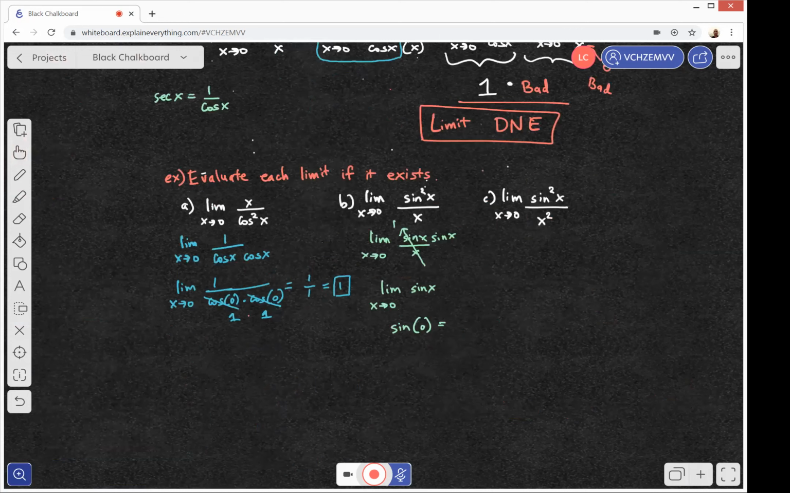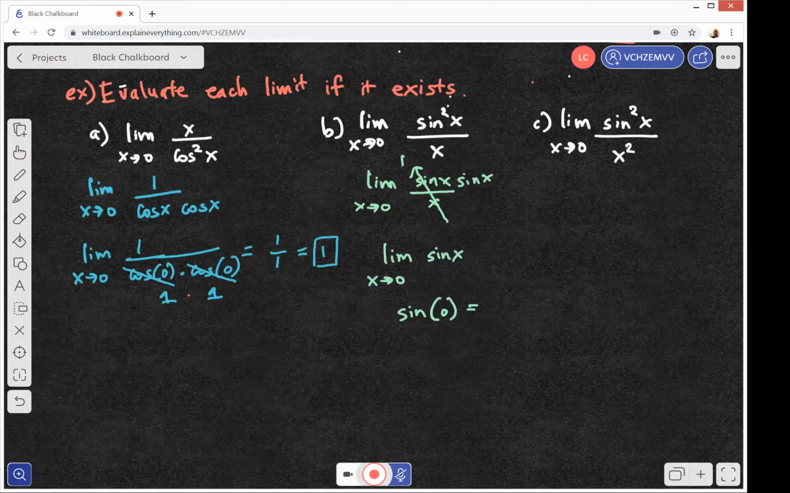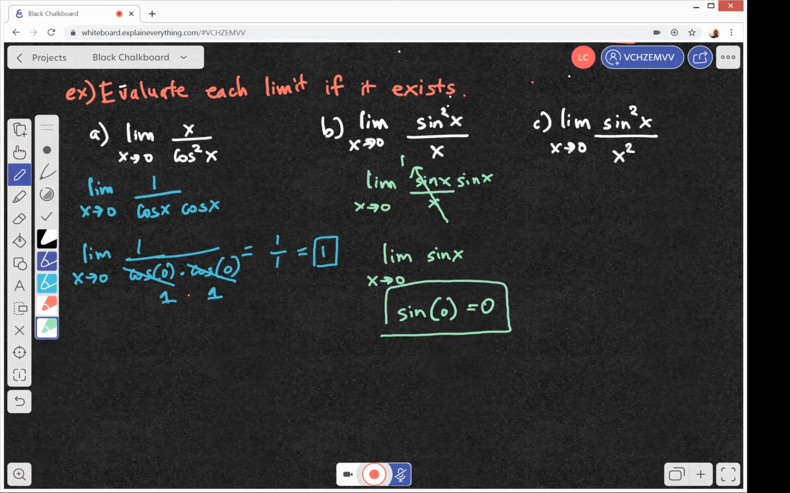So sine of 0 is 0. That's the answer, 0. Well, the limit is 0. The limit of that problem. So when you do plug and chug, you're going to get 0 as your answer. Yeah, so this was correct. I could have just said that.